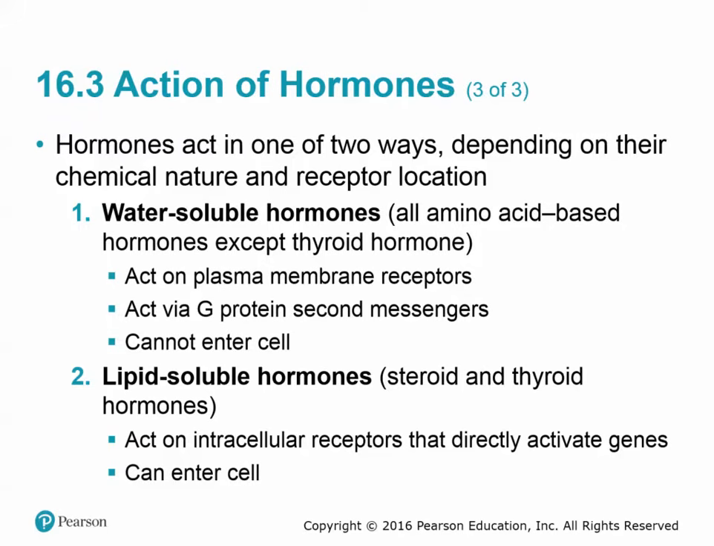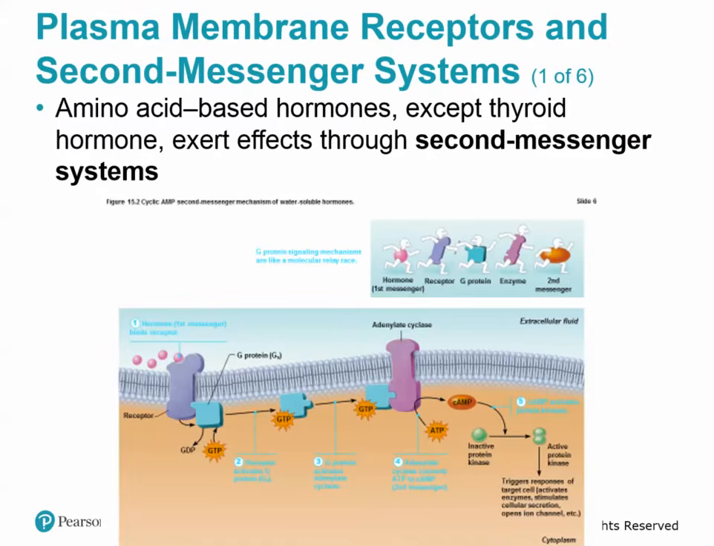Right? So our second class, your lipid-soluble hormones, include your steroids and thyroid hormones. So these, since they're lipid-soluble, can directly enter the cell through the plasma membrane and directly activate the genes.